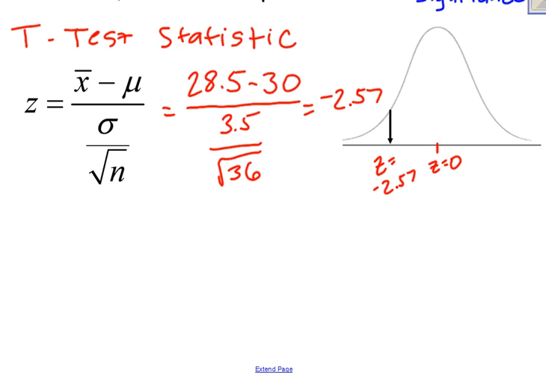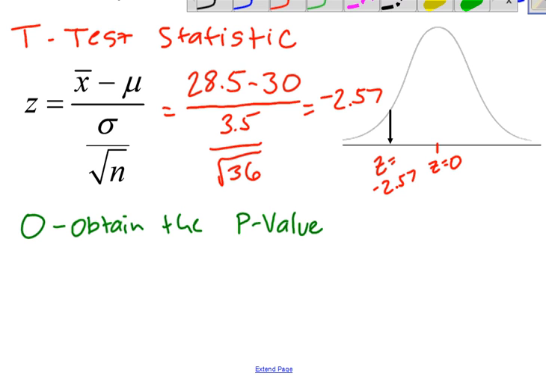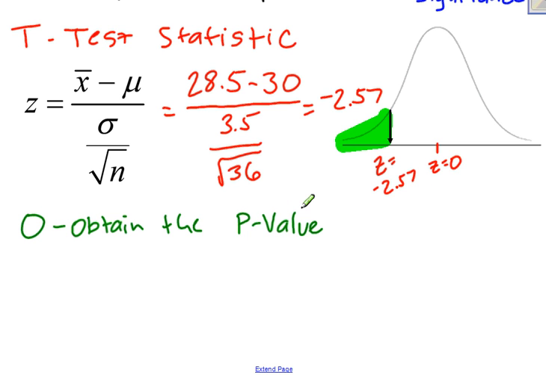Obtain the p-value. So how do I get my p-value? Here, I'll write this down. Obtain the p-value. Well, the p-value is basically just the probability. Since this is a left-tailed test, I want to find the area to the left of my z-score, of my test statistic. That's the p-value.